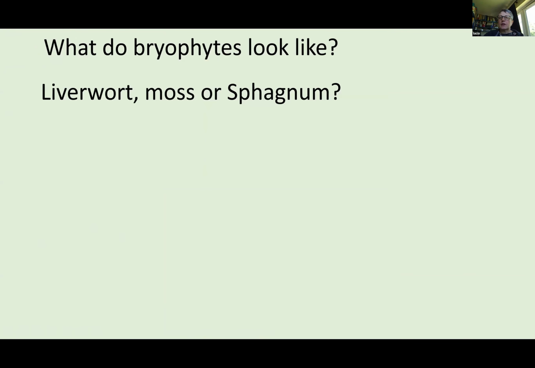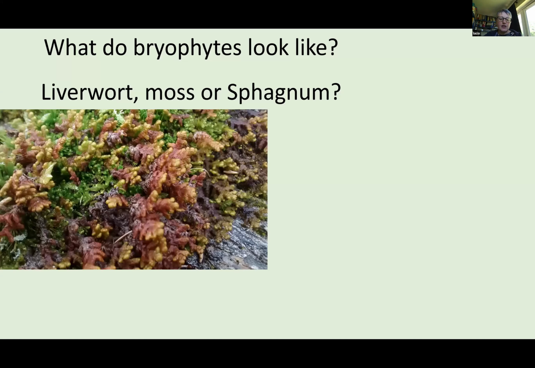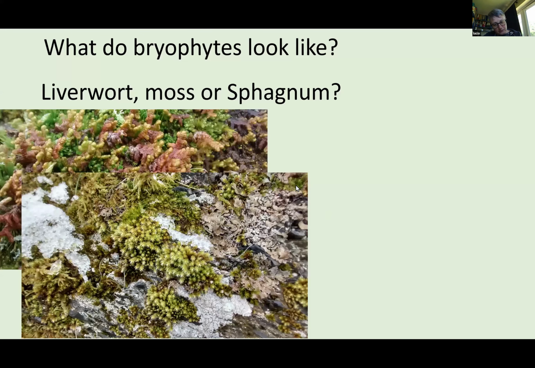So moving on, and now we've got an idea what the difference is. What do they actually look like? One of the things difficult to work out at the beginning is, have I got a liverwort, which is the red thing in the image? Have I got a moss, which is this beastie there? Or have I got a sphagnum? Sphagnum, quite easy to tell, but we'll talk more about that later.